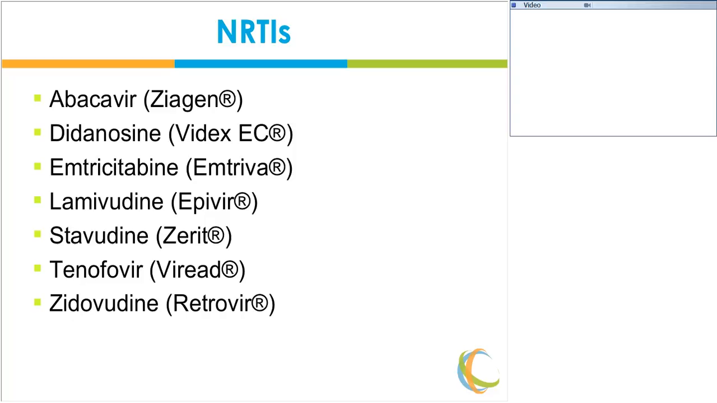The NRTIs currently available as single-entity products are abacavir, also known as Ziagen, didanosine, brand name Videx, emtricitabine, brand name Emtriva, lamivudine, which is also called Epivir, stavudine, known as Zerit, tenofovir, brand name is Viread, and zidovudine, also called Retrovir. As we discuss each drug individually, you will notice that each drug also has its own three-letter abbreviation. Learning the brand, generic, and abbreviations for all the medications may seem daunting, but I hope that by the end of this presentation you will become more comfortable with each of these medications.